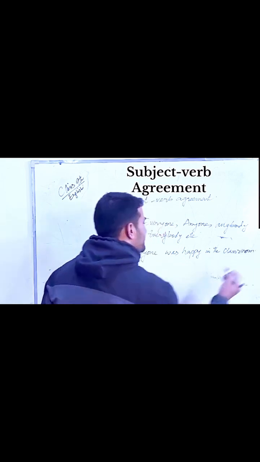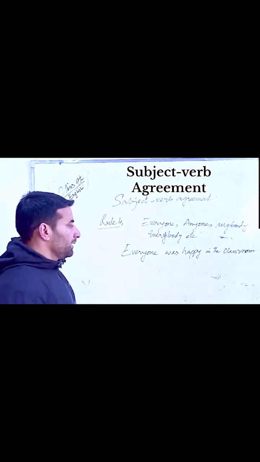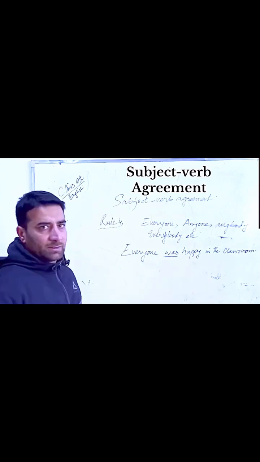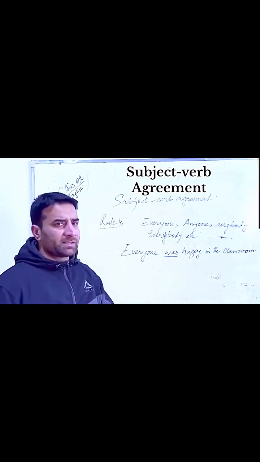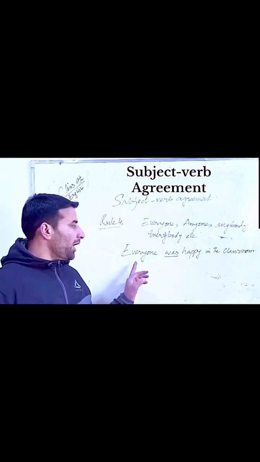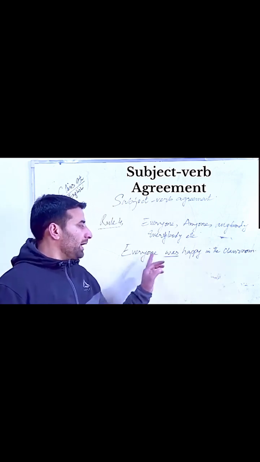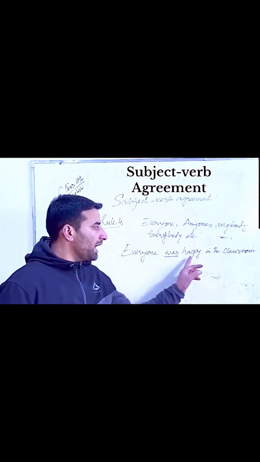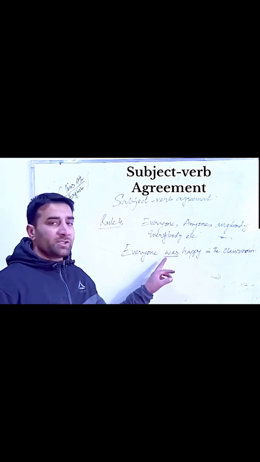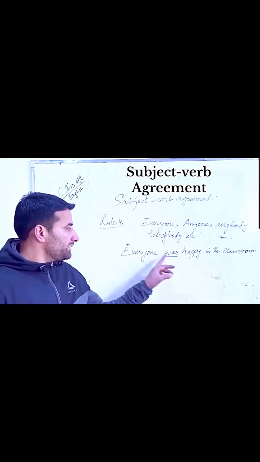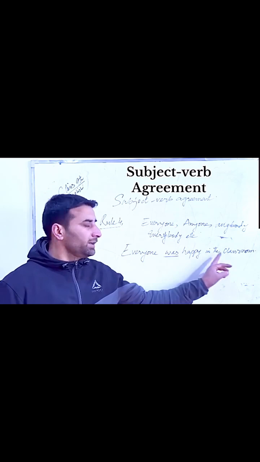So here you can see clearly in the sentence we have used the word was, and was is used for past tense but for singulars. Everybody was happy in the classroom. Not everybody or everyone. I have used the sentence here. Everyone was happy in the classroom, and this was is used with the singulars. You cannot say everyone were happy in the classroom.